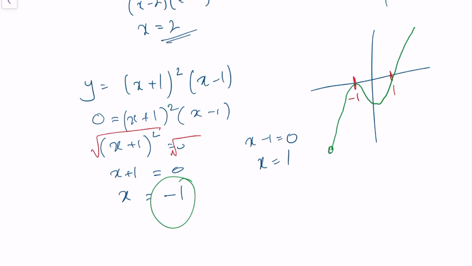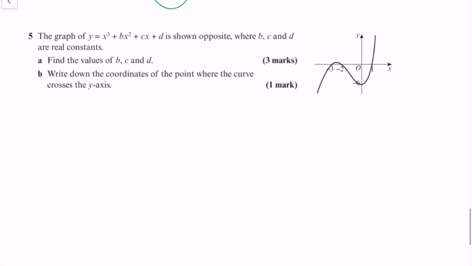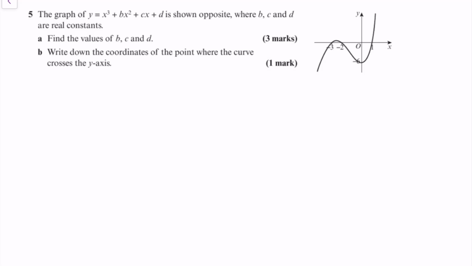Alright, now what else could they possibly ask you? Let's look at an example question. In this example, the question is saying the graph of y equals x cubed plus bx squared plus cx plus d is shown opposite, right here on the right hand side, where b, c and d are real constants. Find the values of b, c, and d. Write down the coordinates of the point where the curve crosses the y-axis.